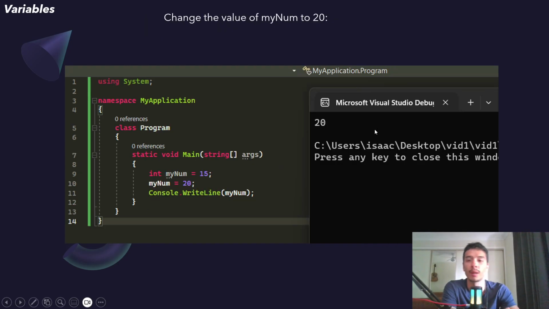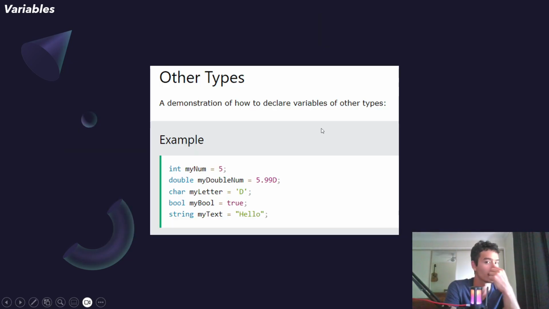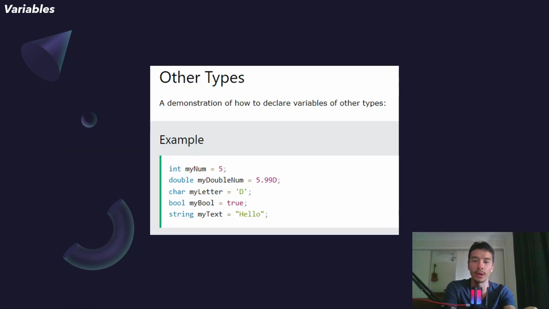So change the value of mynum to 20. So you've got int mynum equals 15. Mynum equals 20 is now updated, and then that will be what presents itself. So other data types that we've got here, I'm going to be going over them in a second more, but this is a brief example of what you've got.